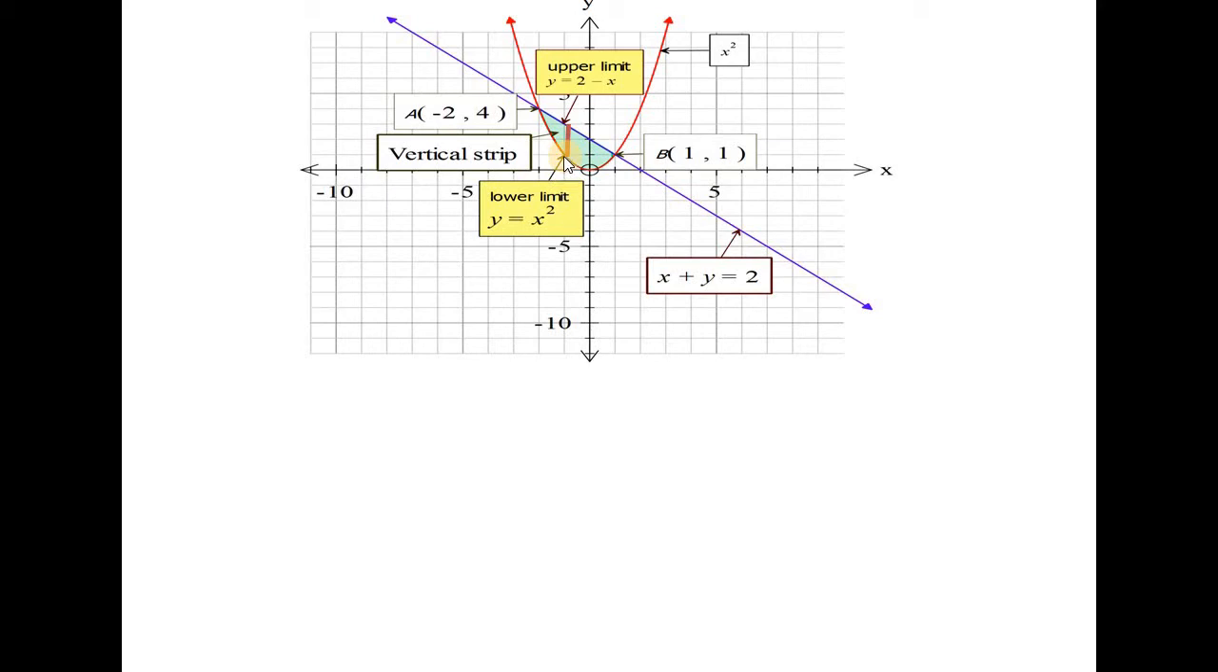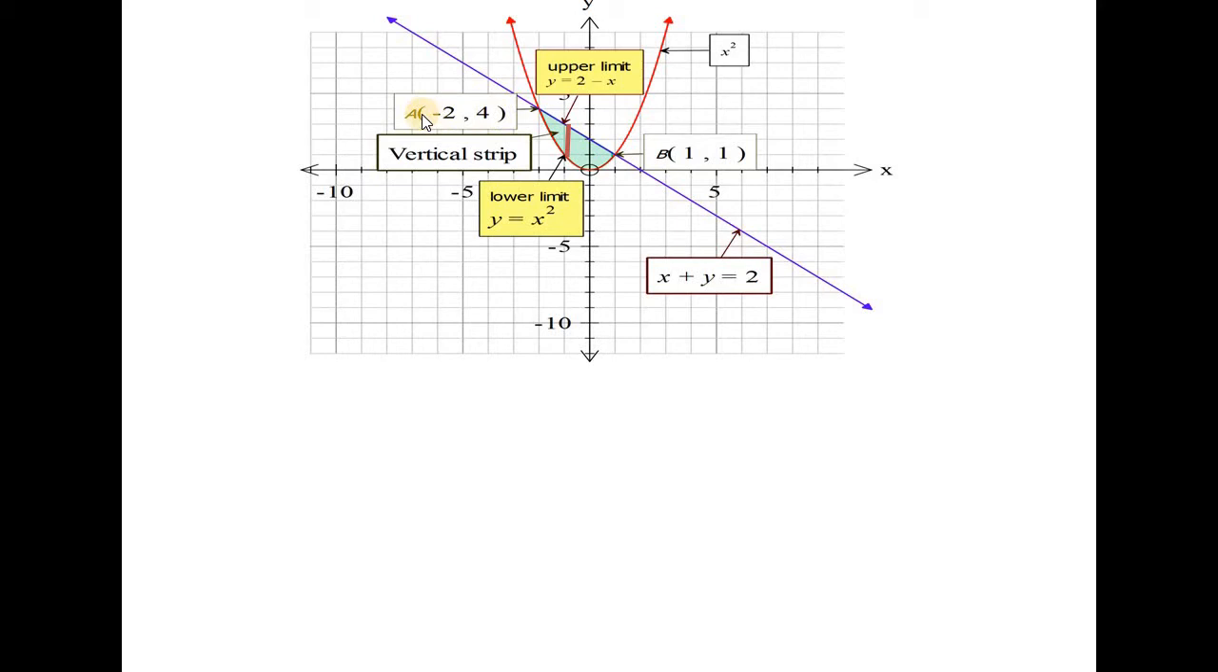In vertical strip, lower end on this curve y equal to x square. So y equal to x square is the lower limit of y. Upper end on straight line, equation of straight line is x plus y equal to 2. So upper end at this point or on this line. So find y from this line. Y is 2 minus x. So 2 minus x is upper limit, and this strip we can move vertically from point A to point B.